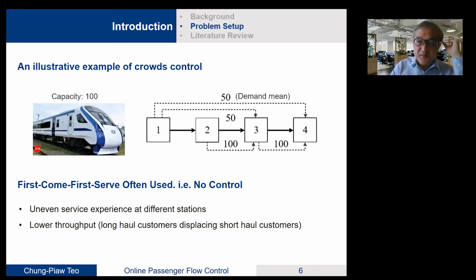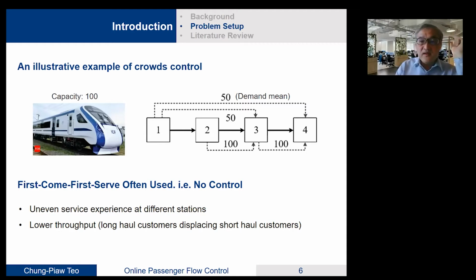This is a small problem with 4 stations, and you see that the train moves from station 1 to 2 to 3 to 4 with a capacity of about 100 seats, and the dotted lines show the demand of the OD pair. So you have this kind of demand scenario in a train moving from 1 to 4 with capacity of 100. Now, if you were to use a first come, first serve policy, no control, then you will see that immediately from the first station, 100 customers would have boarded.